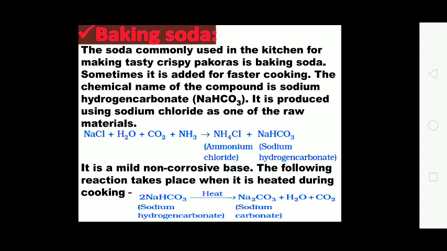Now let's first understand how baking soda is prepared. The formula of baking soda is NaHCO3. So by remembering this formula, you can recall the ingredients, or we can say the substances which are used in making baking soda.